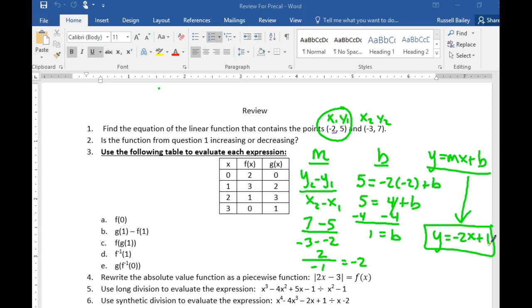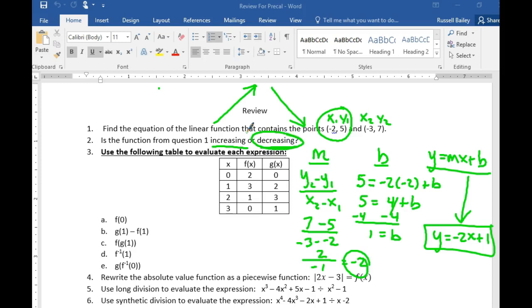The next question, number 2, asks us, is it increasing or decreasing? And that basically just has to do with the slope. Is the slope positive? In other words, is it going up? Or is the slope negative? In other words, is the function going down? So in this case, since our slope is negative, the answer is decreasing.